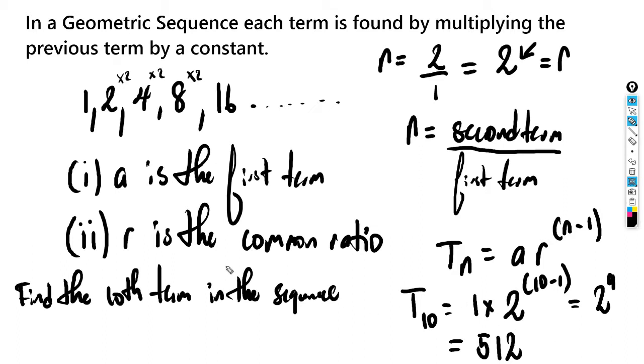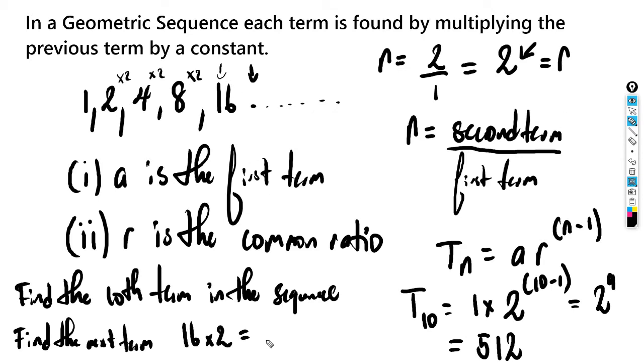All right, and what if they said, what is the next term in the sequence? If they said, find the next term, it would just be 16 multiplied by 2, which would be 32, because the next term is just the previous term multiplied by the common ratio. All right, so let's do another example.